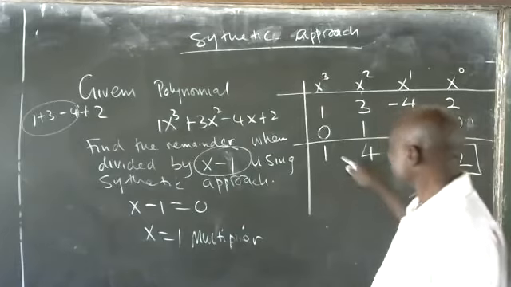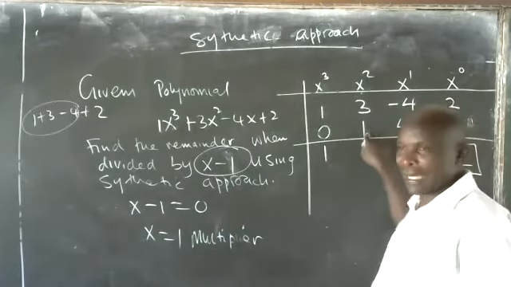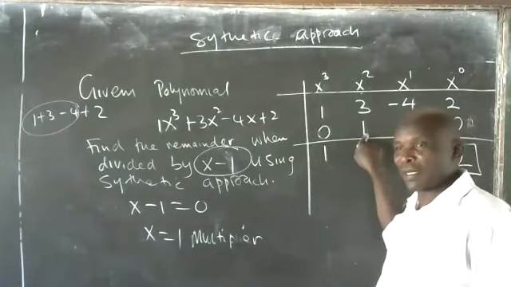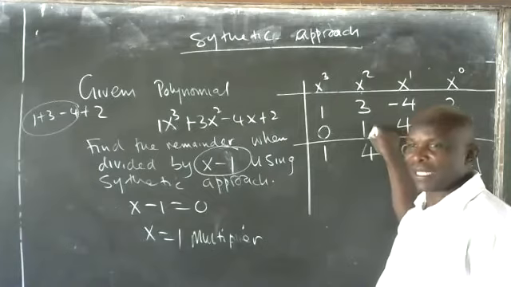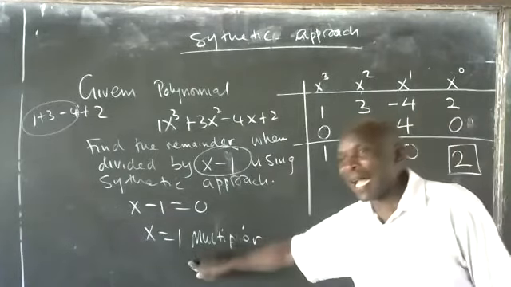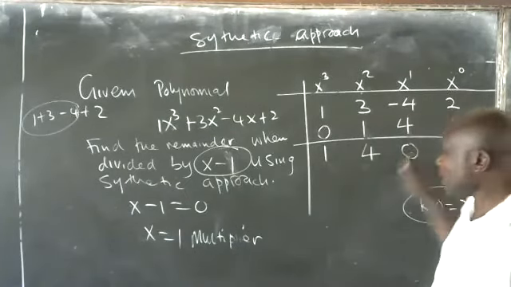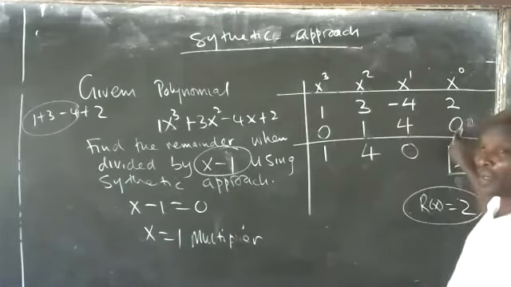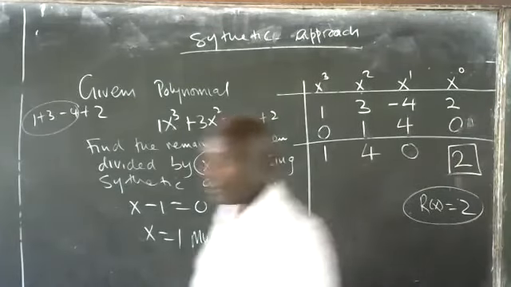So now I multiply one with what I've got after adding these two. One times one, I get one. So I put it here in the next position. Then I add the two. Three plus one, I get four. Multiply four with the multiplier, I get four. I add the two, I get zero. Zero times the multiplier, I get zero. Two plus zero, two. The last thing I get is the remainder.